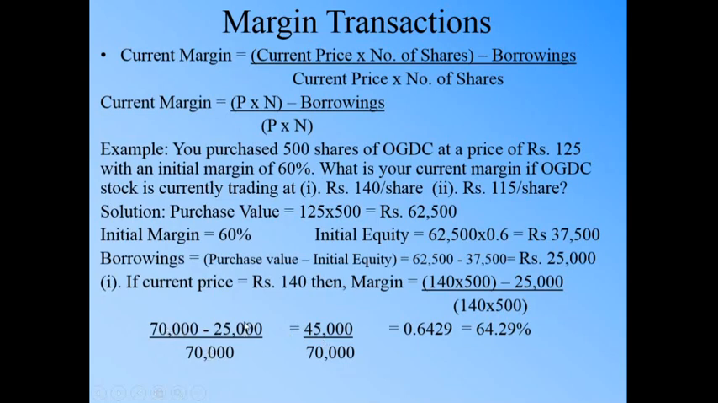So 70,000 minus 25,000 is 45,000, divided by 70,000, it is 0.6429, or 64.29%. So your initial margin was 60%, but now your margin has increased to 64.29%. Why? Because the price has increased from 125 to 140. So when the price increases, your margin, your percentage of equity, will increase.